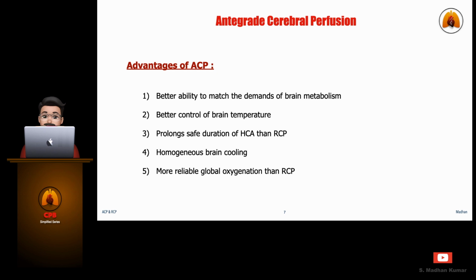The advantages of ACP are it has better ability to match the demands of brain metabolism, better control of brain temperature, and it prolongs the safe duration of HCA than retrograde cerebral perfusion. It has homogeneous brain cooling methodology. It is more reliable than retrograde cerebral perfusion for global oxygenation.